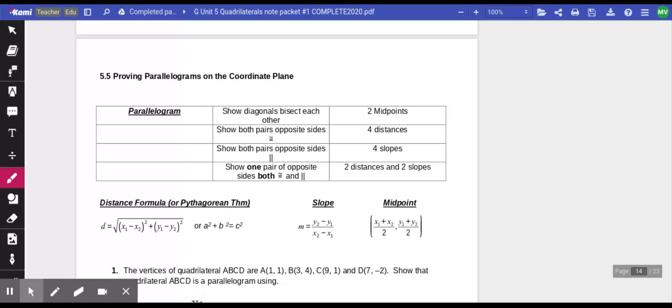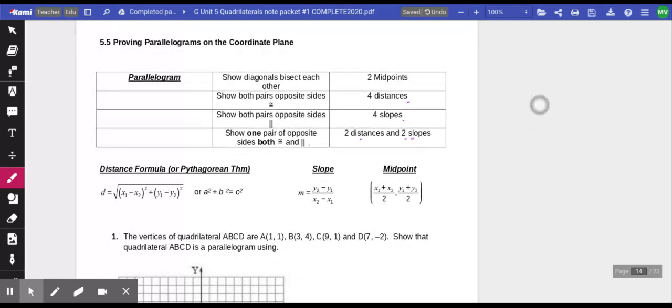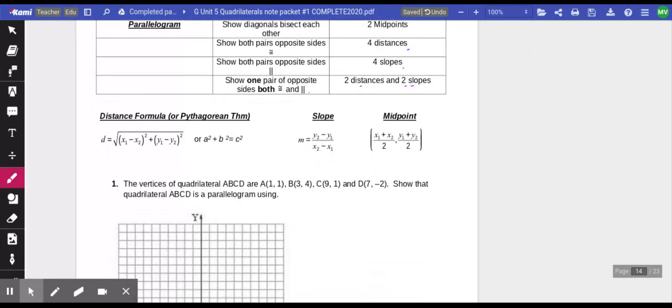So the couple ways we can do it is we can show the diagonals bisect each other. That requires two midpoints. Show both pairs of opposite sides are congruent. That's 4 distance formulas. Show both pairs of opposite sides are parallel. That's 4 slopes. Or show one pair of opposite sides are both congruent and parallel. So that's 2 distances and 2 slopes. So, reminder, what we're going to use to do this is our distance formula, our slope formula, and our midpoint.